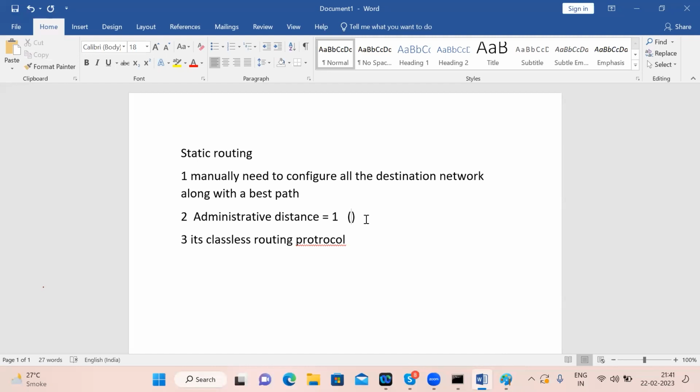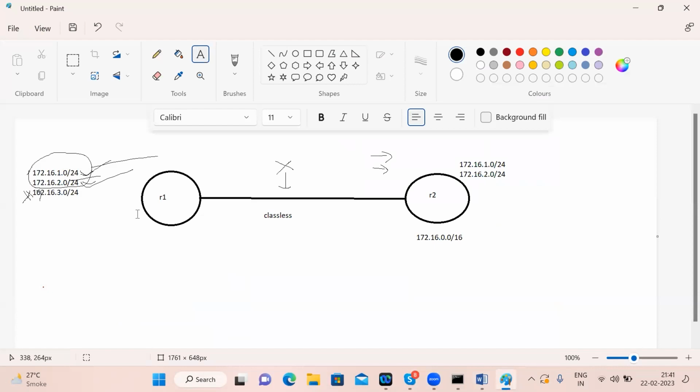The administrative distance value lies between 0 and 255, where 0 means a directly connected network. The directly connected network will always have an administrative distance value of 0, the least one. That is the reason your directly connected networks are always reachable to you.